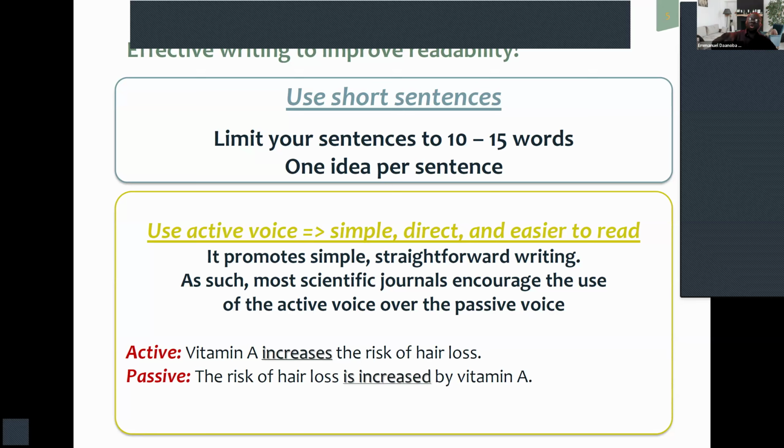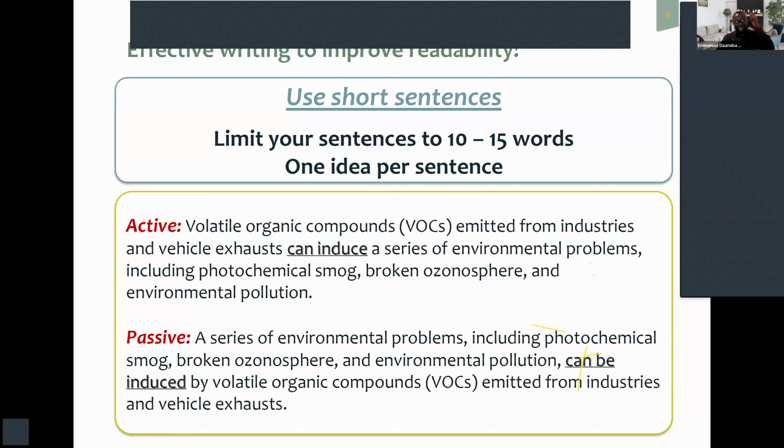You see that thing? You must always bring the causative first before the effect. That is active voice. Vitamin A, causative, increases the risk of hair loss. Effect, hair loss. But when you say hair loss first, effect before causative, it becomes passive. That is not to say you can't use passive voice. You can use it also in your writing, but the active voice is the best to use if you want to write an effective manuscript.